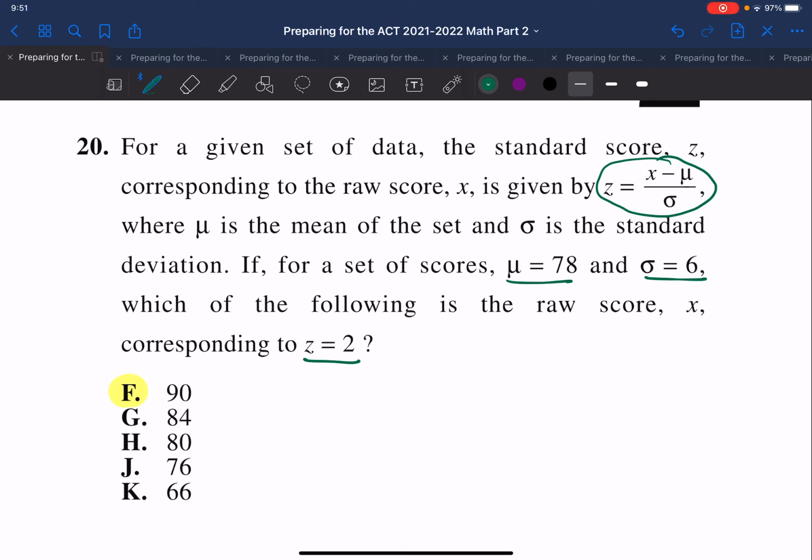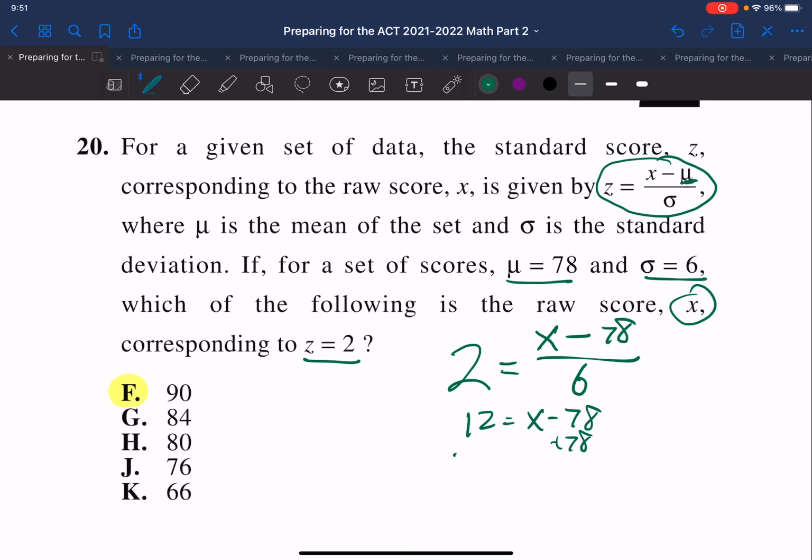So let's see. In this formula, z is 2. X, they don't give us. This letter right here is called mu, which is 78. All over, this is a little sigma, but you don't need to know that, is 6. So what we're doing is we're asking, what is x? Because that's what we're asked to solve for. So to get x by itself, I'm going to multiply the 6 over. So we have 12 equals x minus 78. And then we're going to add 78. And we get 90 is our value for x. So that's why the answer is letter F.